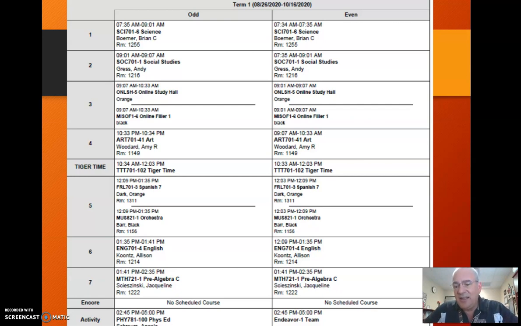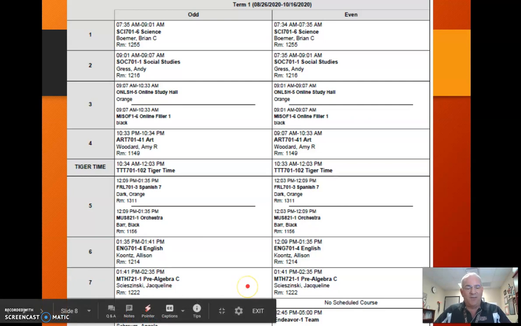So this is a brief explanation of the block schedule. We think that this will work out very well for students, whether they're online or in person, and in these blended environments, we hope to have some really good success. The teachers are very excited to start to see you and have school again.